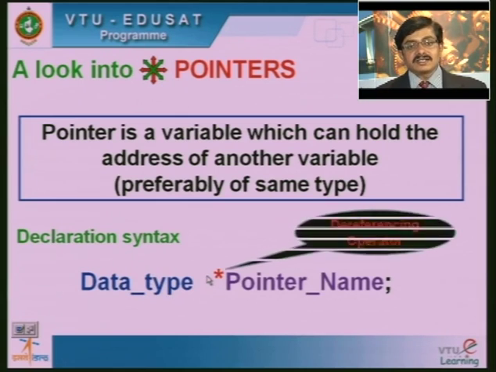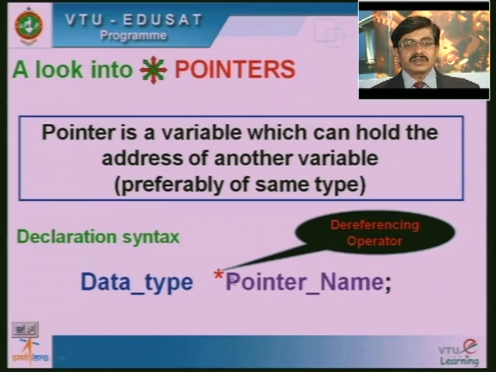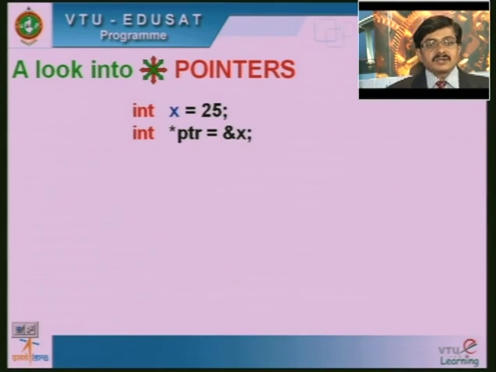This star is called the dereferencing operator. This is not multiplication. Multiplication is the one which we have seen in the arithmetic operations, but basically this star refers to a dereferencing operator. Now consider these particular declarations.